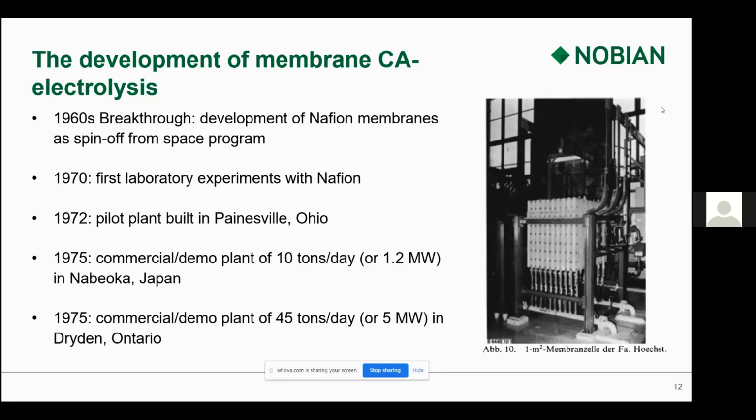In 1970, they did the first laboratory experiments with Nafion, and in 1972, they already built a pilot plant in Painesville, Ohio. And in 1975, there were already the first, I wouldn't call them commercial, but more demo plants: 10 tons per day, 45 tons per day, 1 to 5 megawatts. So in 5 years, and I think that is really quick, they managed to make this translation from the laboratory to a demo scale. And of course, you can see the photo on the right. This is one of the pilot installations they used back then.